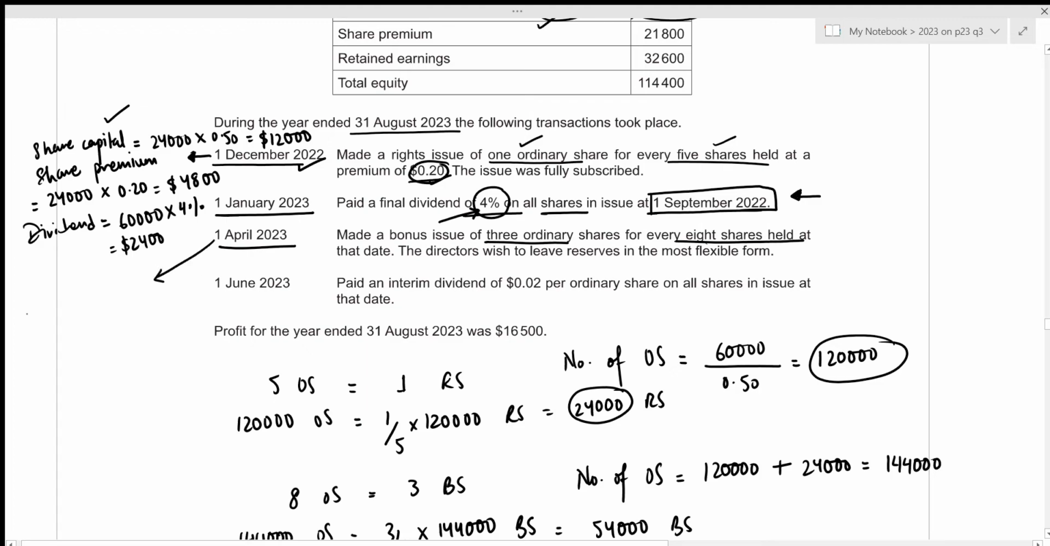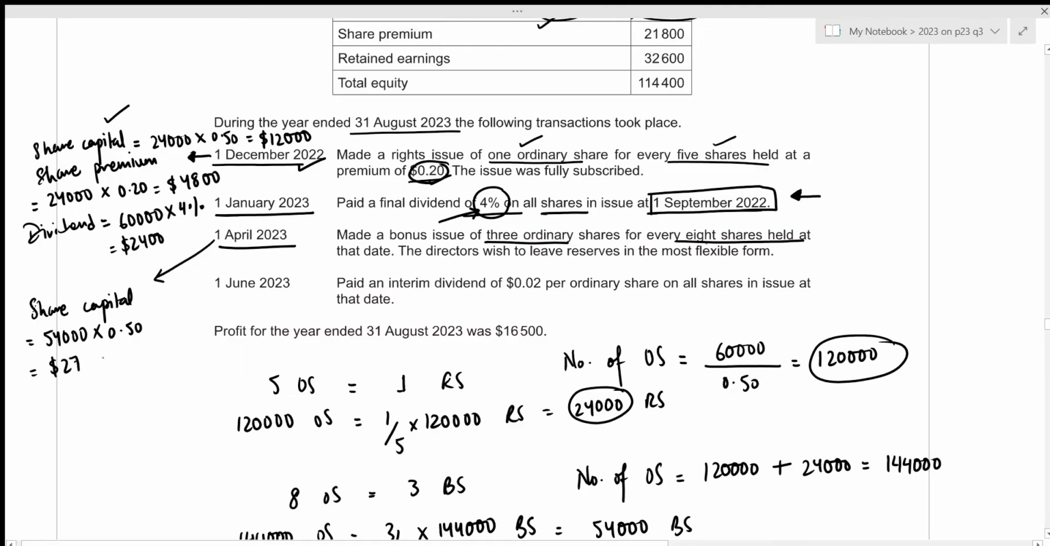So this will increase our share capital. And the increment is just going to be the number of bonus shares, that's 54,000. We multiply it by the nominal rate of 0.50 and get the value of 27,000.